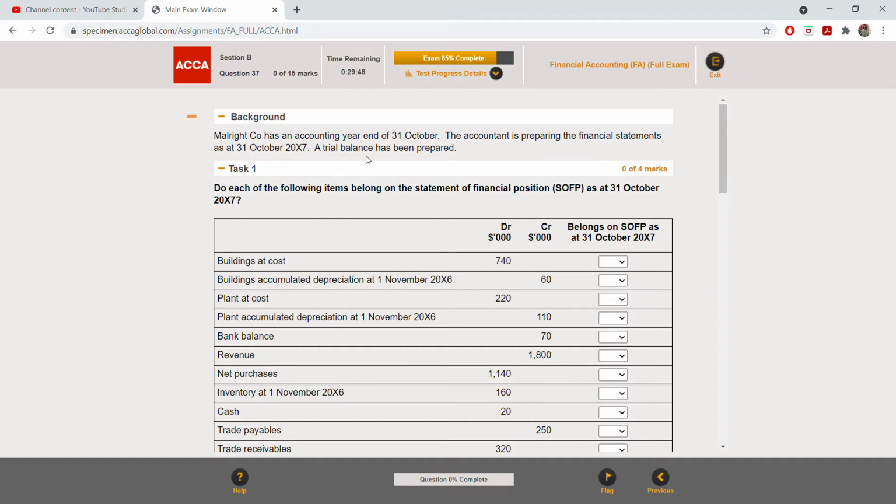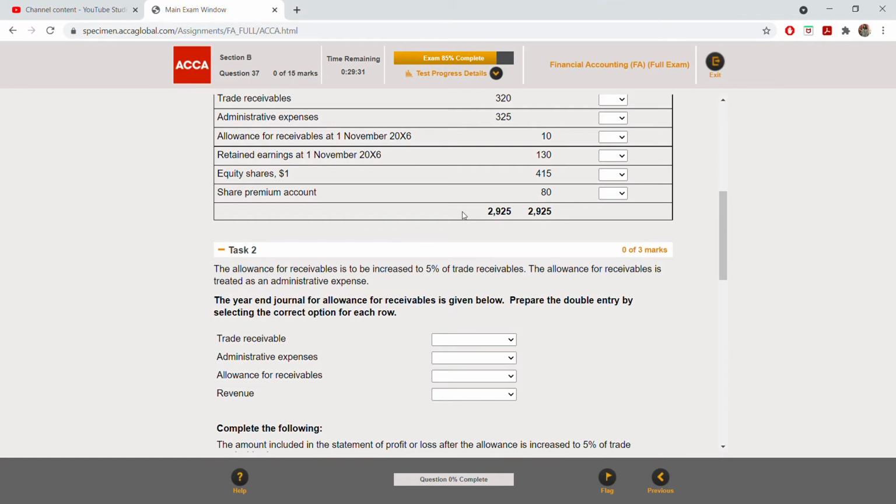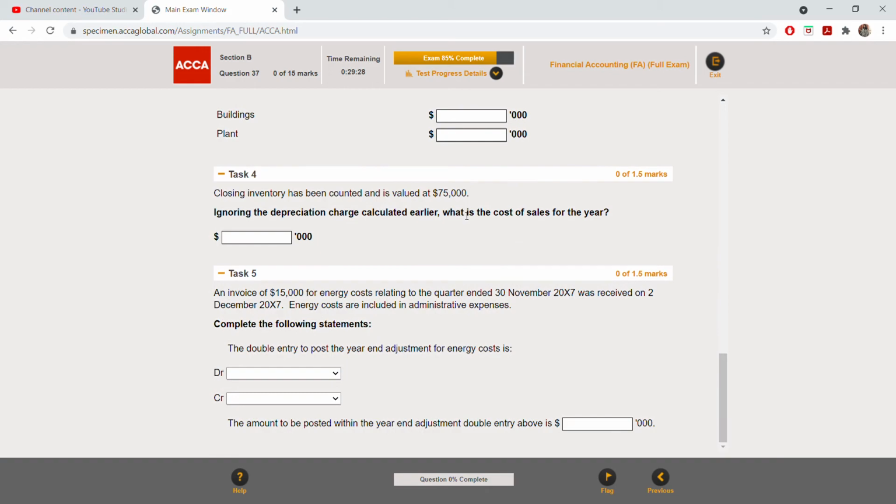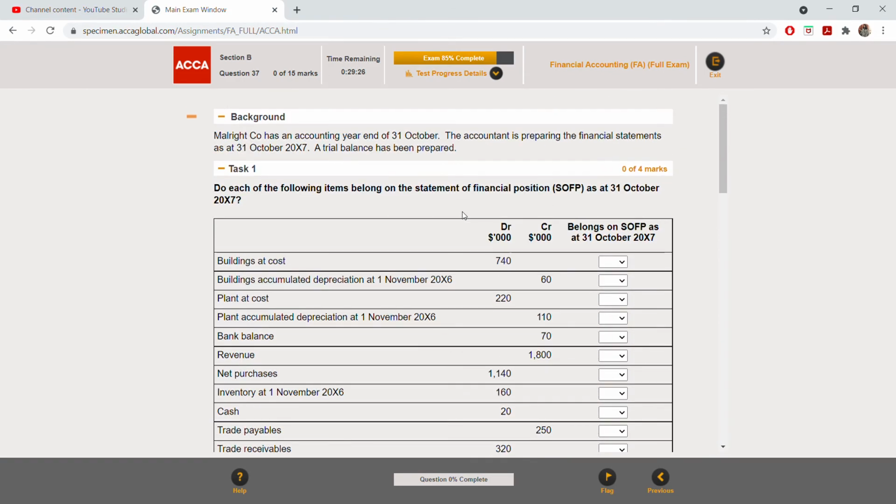So this is the last question. Malware has an accounting year end 31st October. Accounting is financial means as the 31st October and our trial balance has been prepared. Do each of the following items belong on this one? Okay, so you have been given, so there are 5 tasks here, a lot of things to do. So you just have to say whether it belongs to the place they are at. Okay, yes or no. That's it.